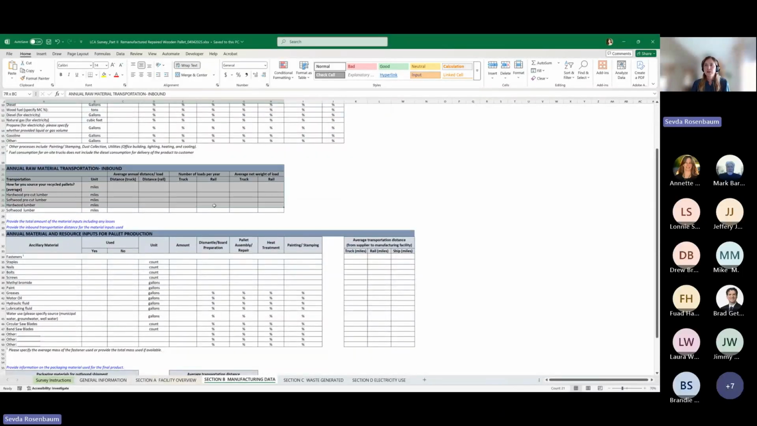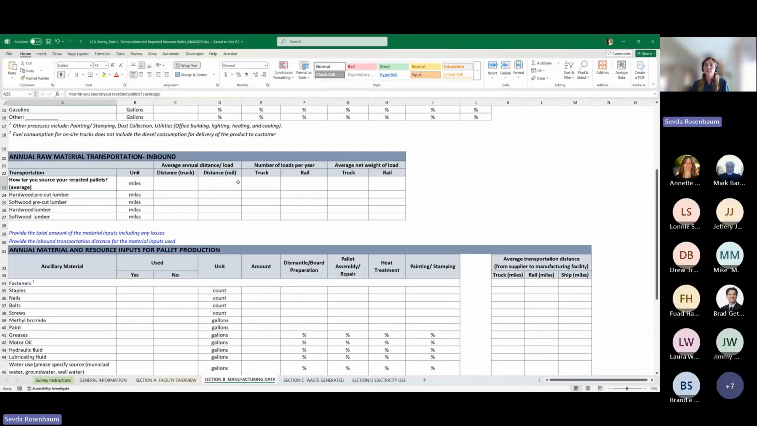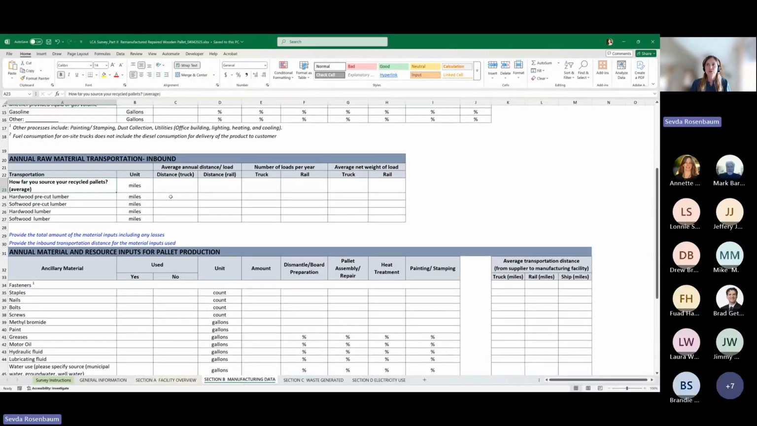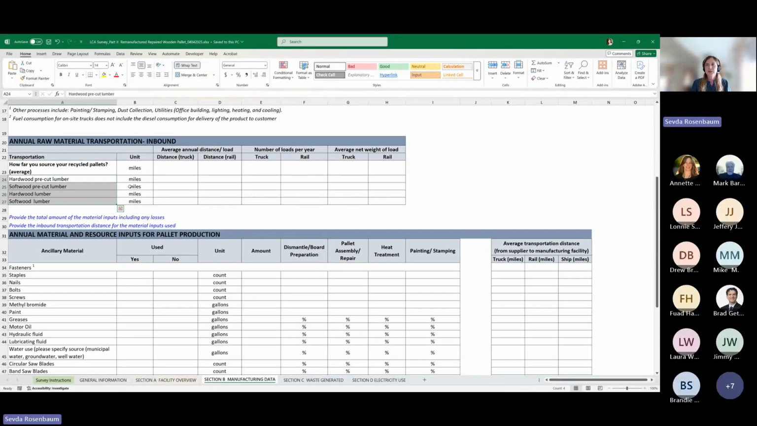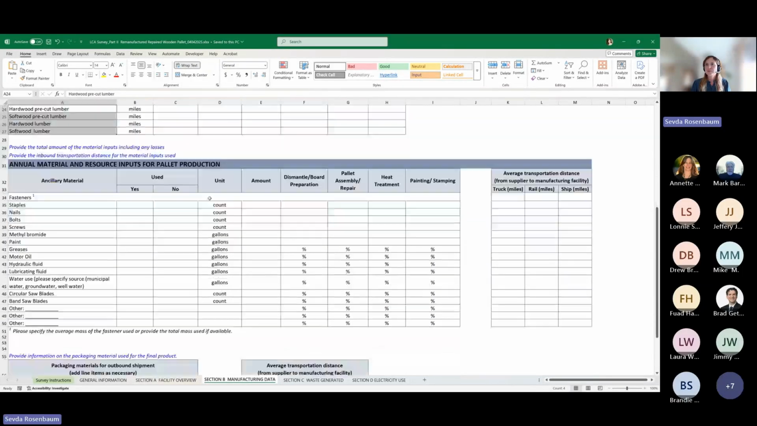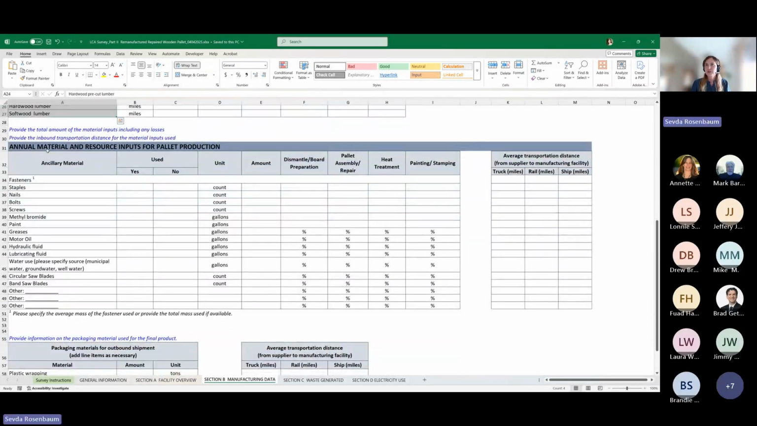And we are asking for inbound transportation for the wood in here and for the recycled pallets as well. The distance, if you can estimate the distance where you source your recycled pallets, provide an average or provide a worst case, so we can consider the worst case instead of the best case to be on the safe side, and also the type of new lumber coming in and their distance and transportation modes. In here, we have the same table on the material and resource inputs, along with the transportation information.